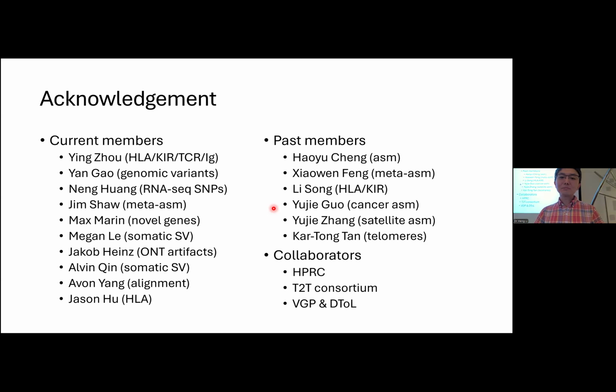The problem is that often we don't get ultra-long reads. It's difficult to get ultra-long reads. That's why our group is not focusing on ultra-long-only assembly, especially for other species, where it's very difficult to get ultra-long reads.